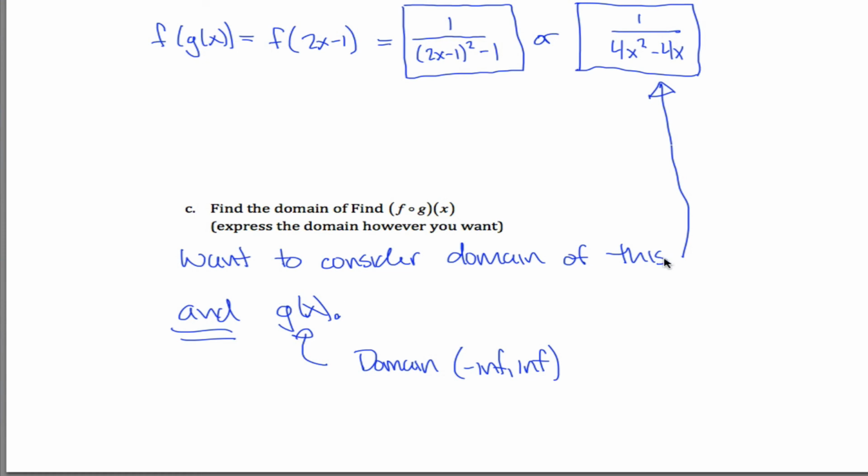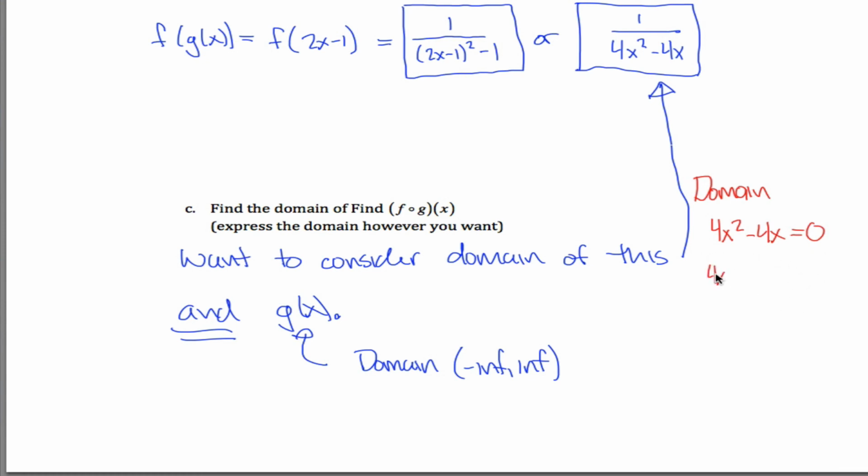Domain of this guy, well, I got to make sure I don't divide by 0. Maybe I should switch colors. So sure, I can make that say domain. Domain of this guy, well, I'm not going to take the square root of a negative number because I don't see any square root signs. So really, I just have to make sure that 4x squared minus 4x does not equal 0. Well, let's figure out when it does equal 0. Because if I can figure out when it does equal 0, then those will be the numbers that are not in the domain. How do you solve this equation?